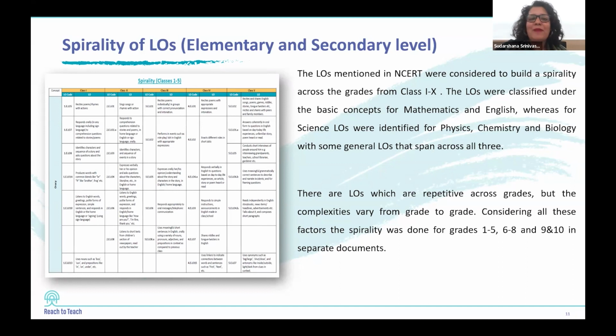Considering all of these factors, the spirality was created first in sections. So there was a document created for classes 1 to 5. Then the spirality was done for 6 to 8. And then there was 9 and 10, which was prepared.